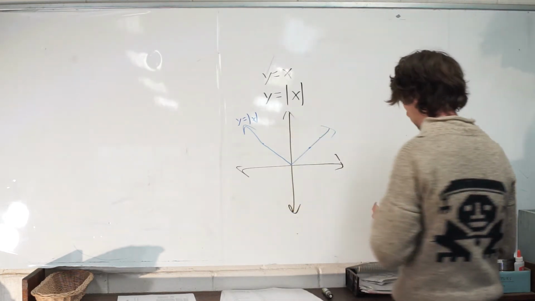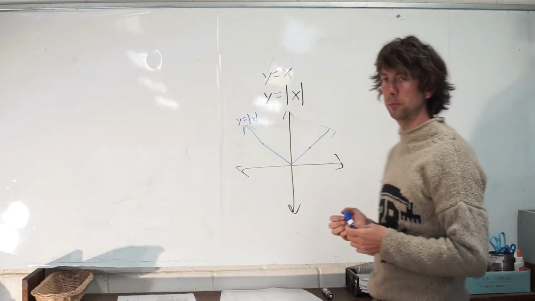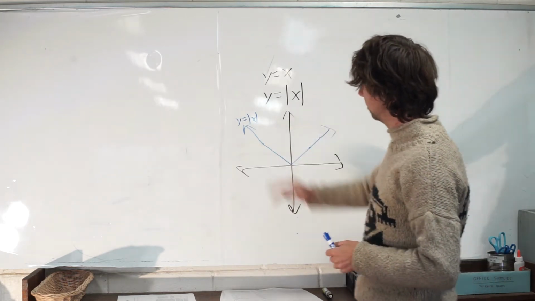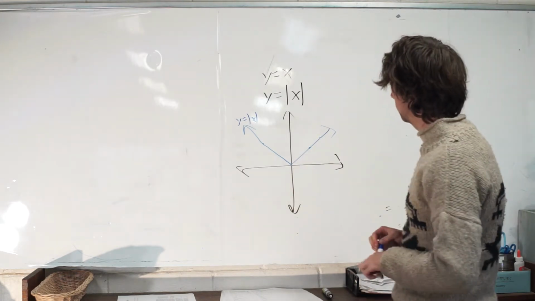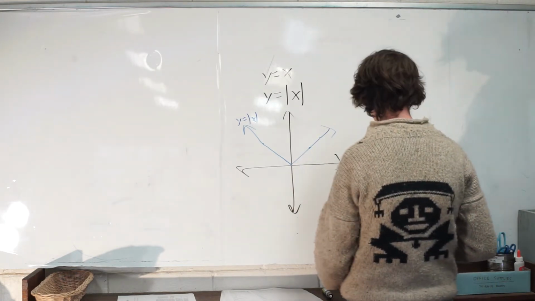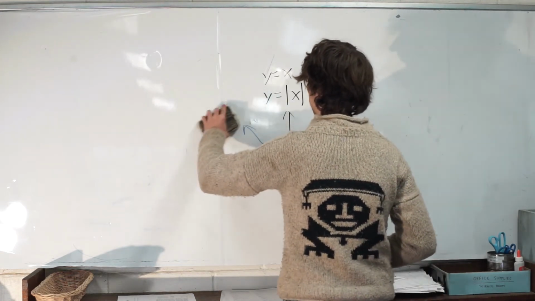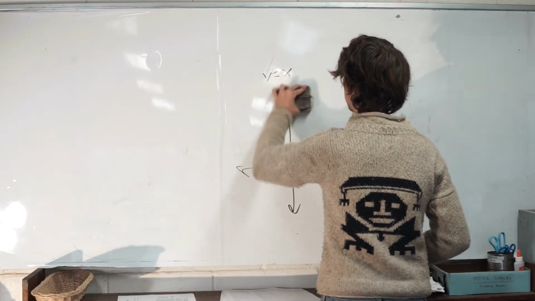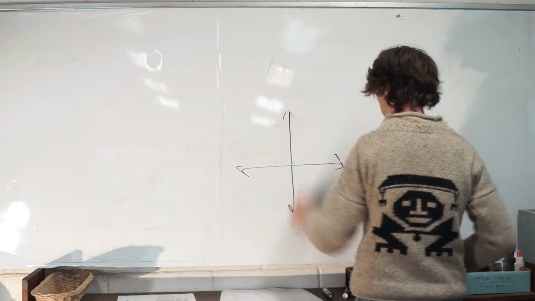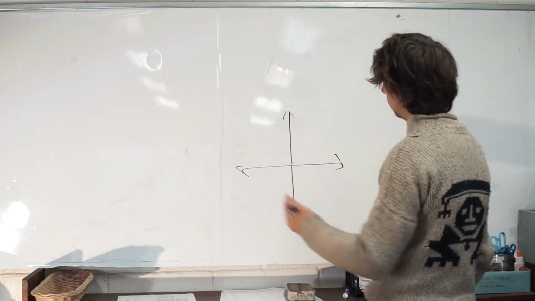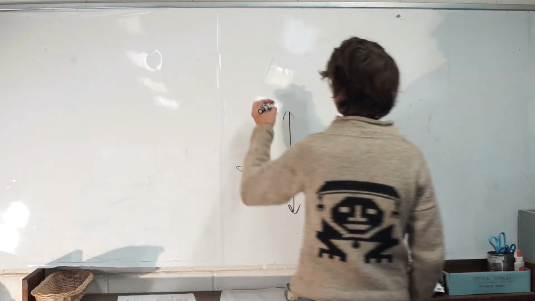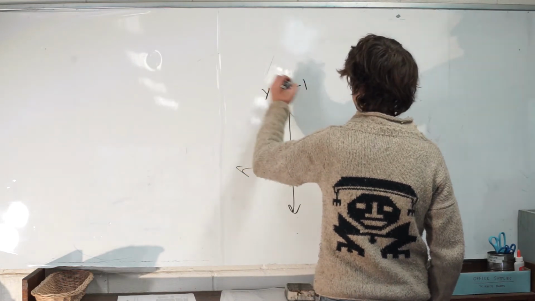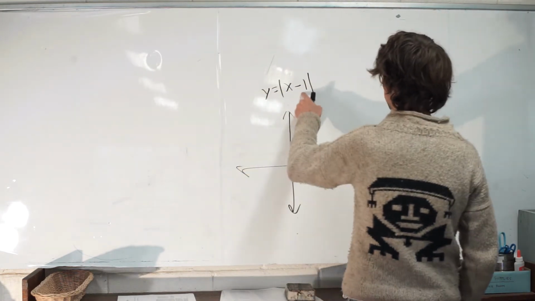Now, just like we had with parabolas, it is possible to shift this equation around and to compress it and stretch it. And the way we do that is almost identical. So let's take a look at that. If we wanted to shift the graph one place to the right, we would do the same thing we did with the parabolas. Just put a -1 here.